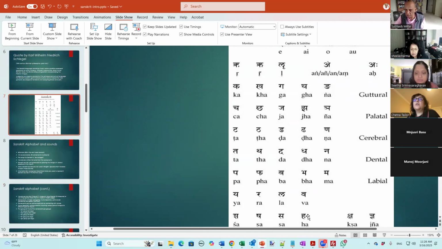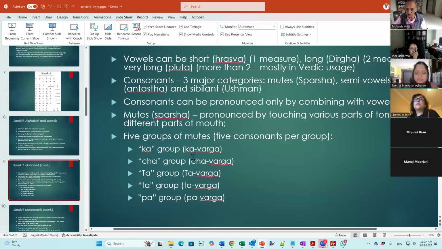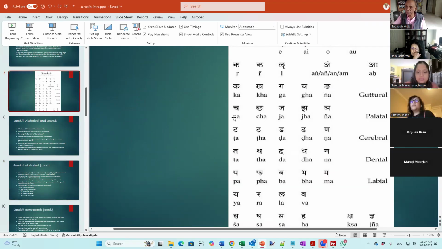When you do this, there is a kind of warm air coming out. Sha, sa, ha. That's why they are called ushman. Ushman literally means warm. Ushman sounds. So that's how these sounds are produced. And then there are five groups of these mutes. They're named after the very first letter. So this one is called ka group, cha group, ta group, tha group, and pa group. All right, these 25 consonants.